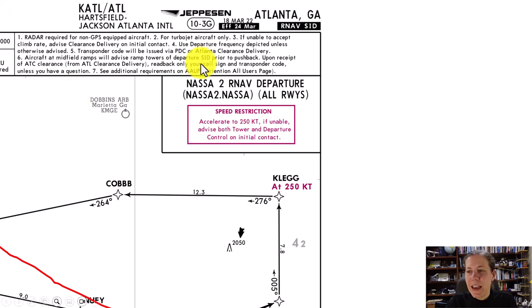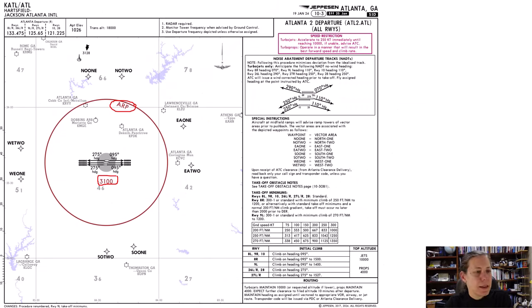But just say your call sign and transponder code. That's basically what they want you to do. Interestingly, and it was kind of interesting, but okay, we talked about the Atlanta departure. So this is a vector SID.